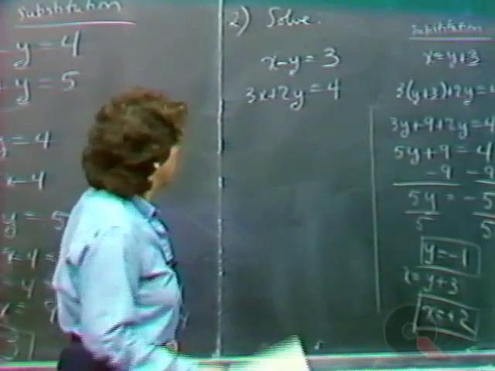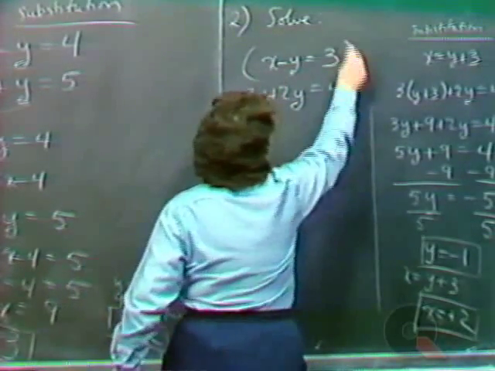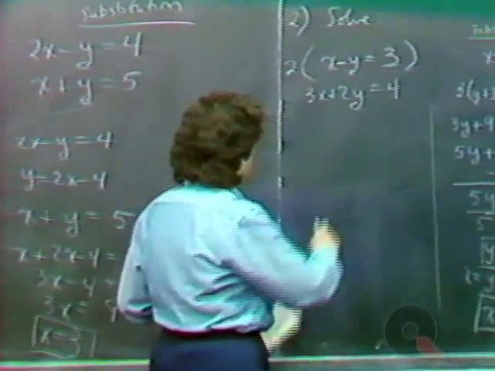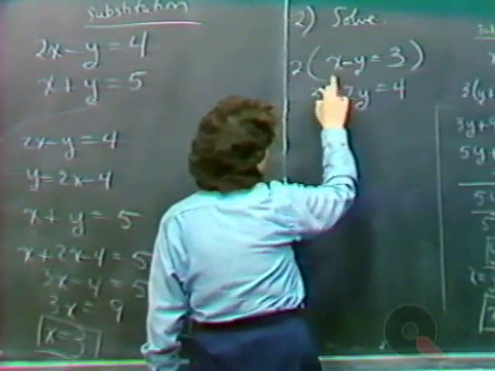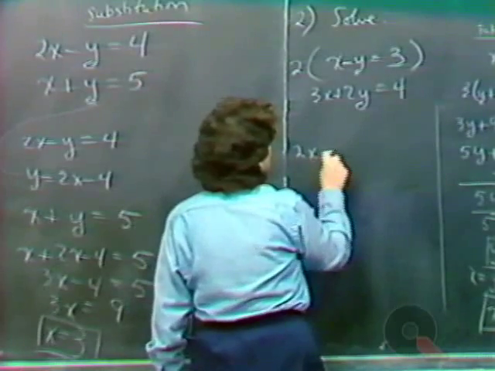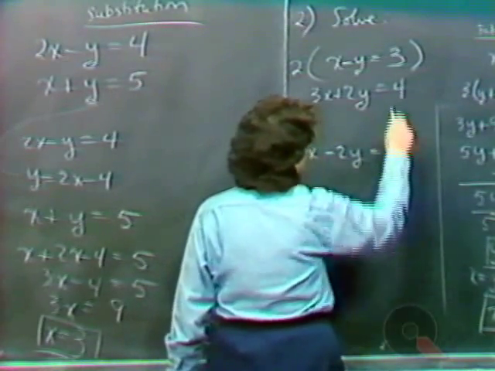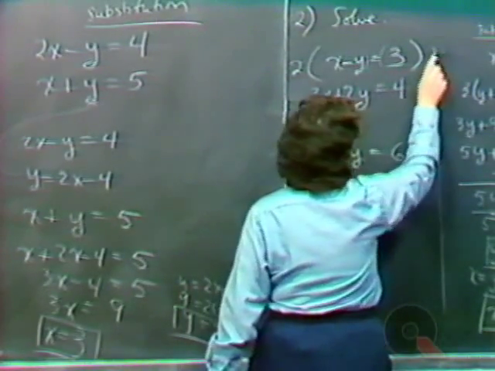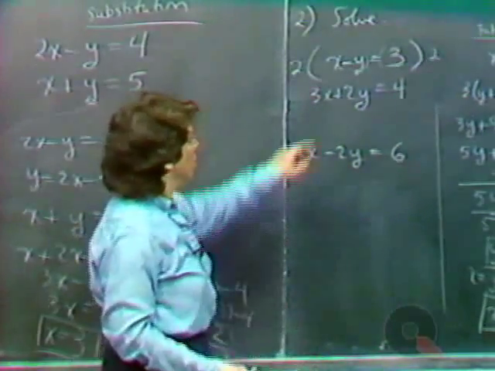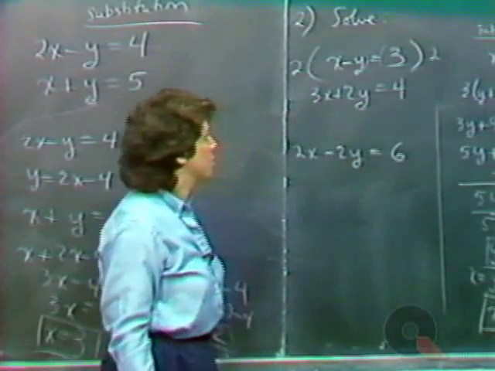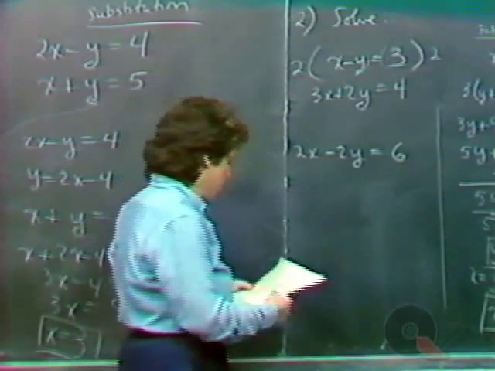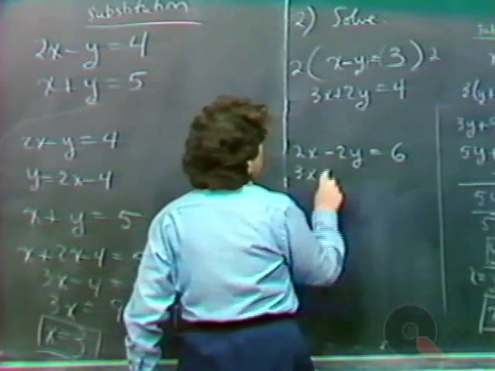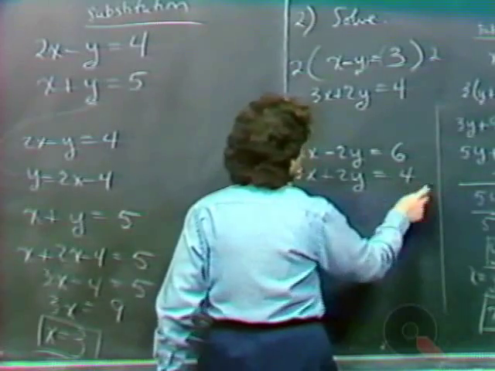Well, in this case, we could accomplish this if we were to multiply the top equation by 2. Let's see what we would get. If we multiply the top equation by 2, both sides, we get 2x minus 2y is 2 times 3, or 6. Remember, we're multiplying both sides by 2. The left side gets multiplied by 2 and the right side gets multiplied by 2. 2x minus 2y equals 6. And then the second equation we could leave alone. 3x plus 2y equals 4.